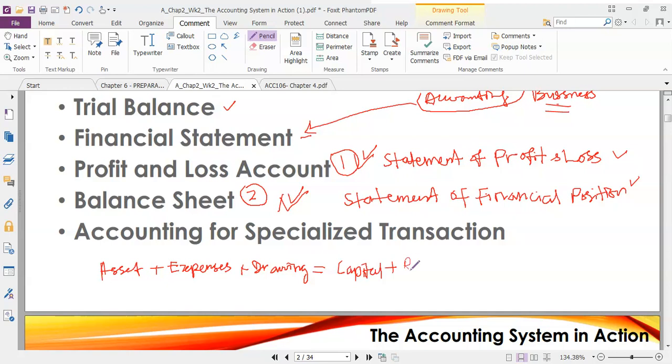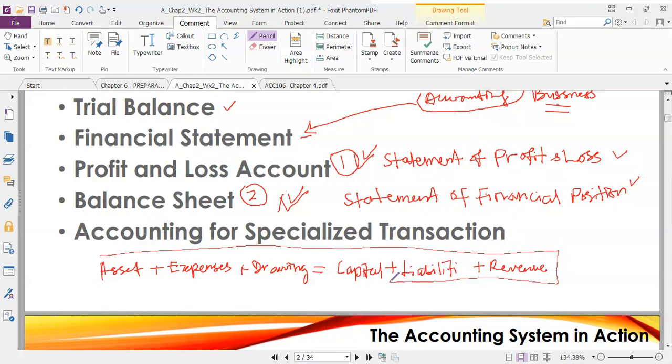plus revenue plus. Terbalik sekejap. Capital plus liability plus revenue. Okay. This is expanded equation. Okay, nama dia expanded equation. Okay, in order for you to understand the accounting.